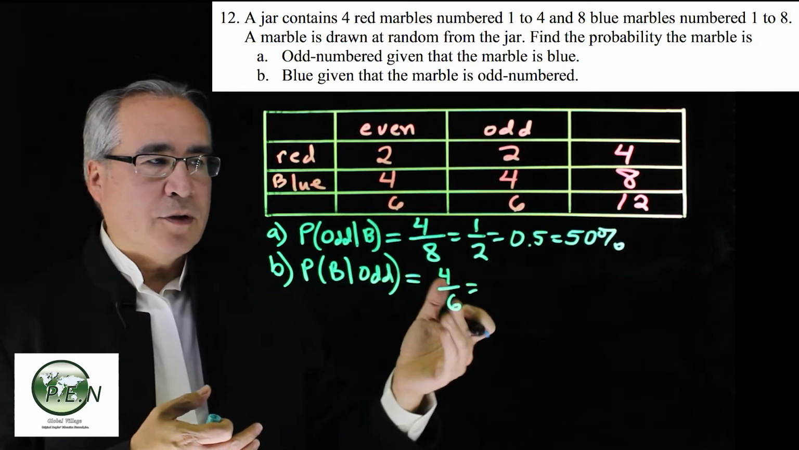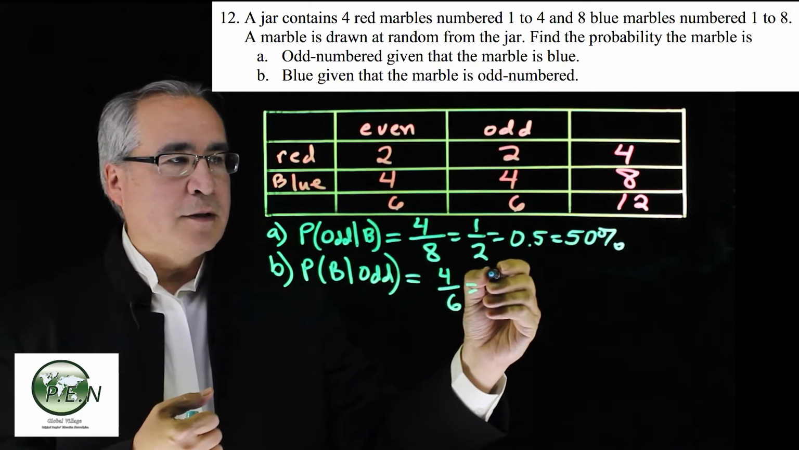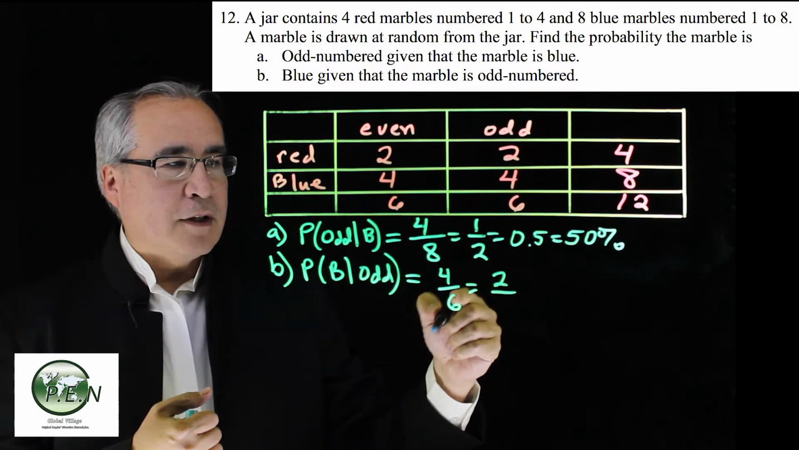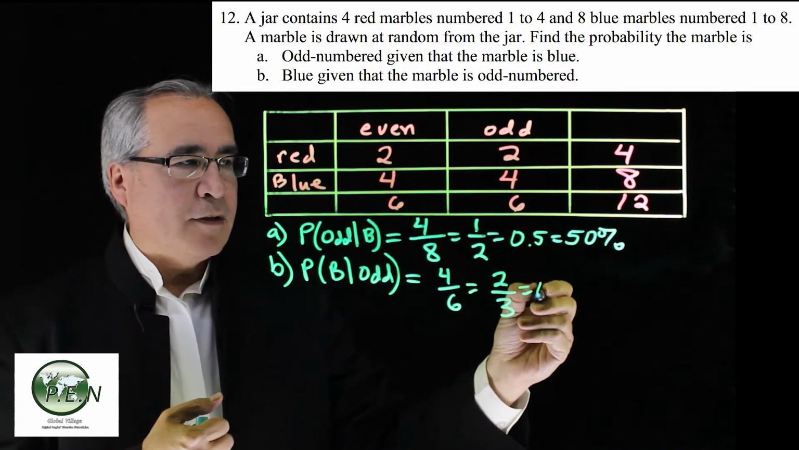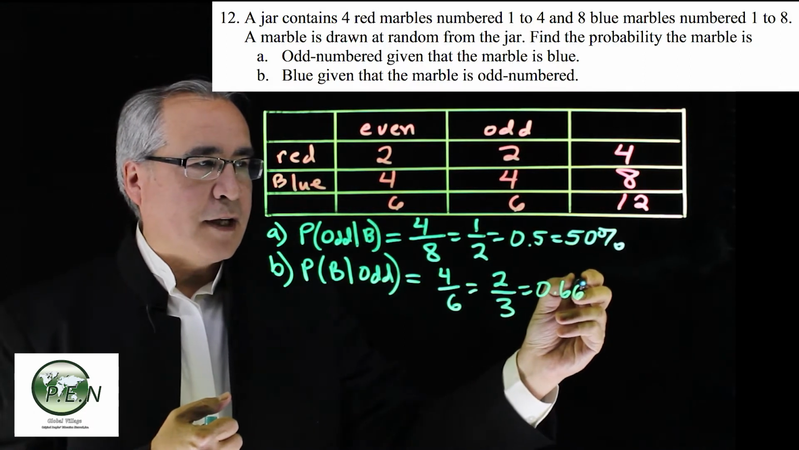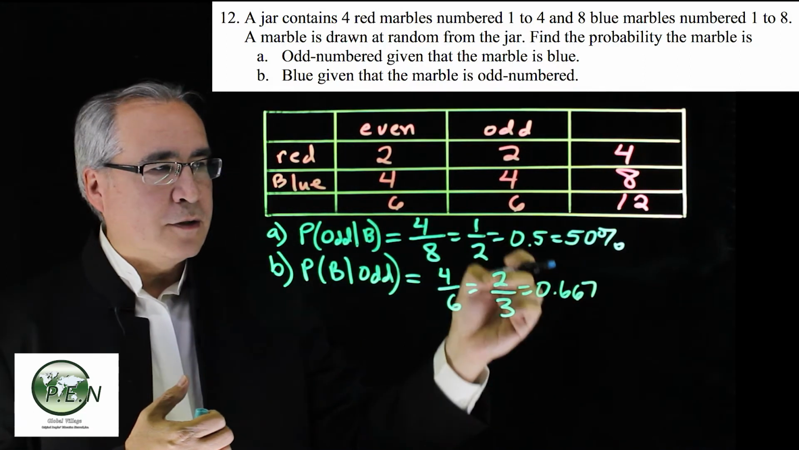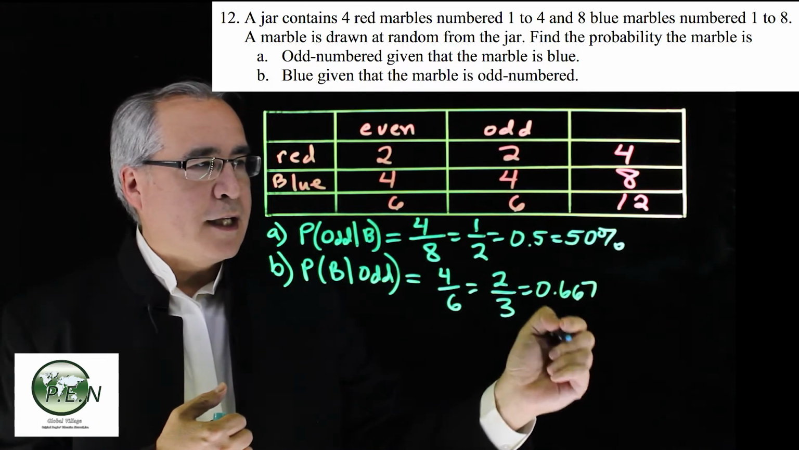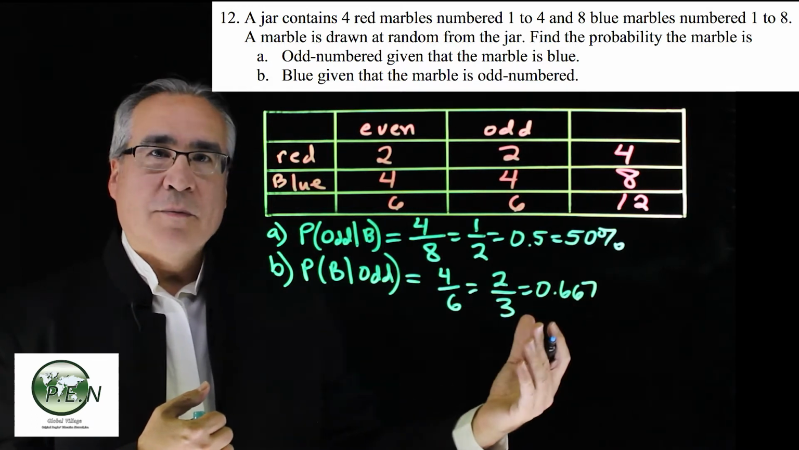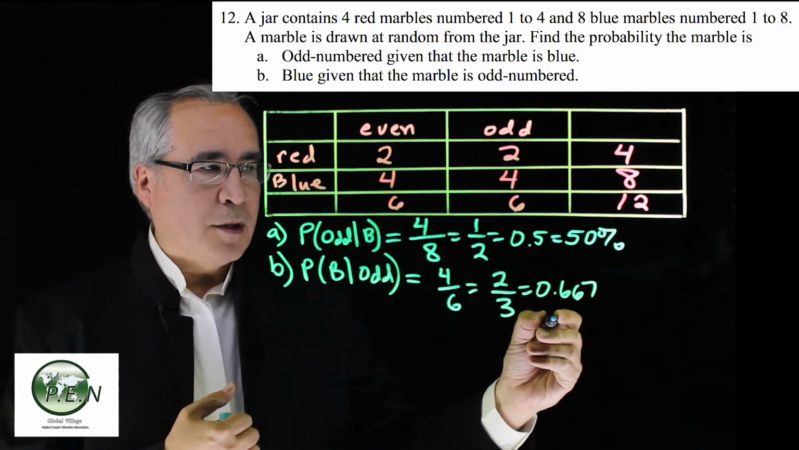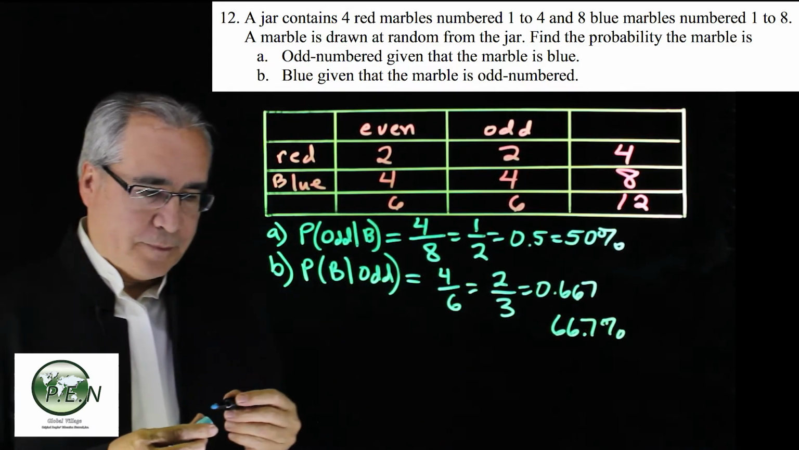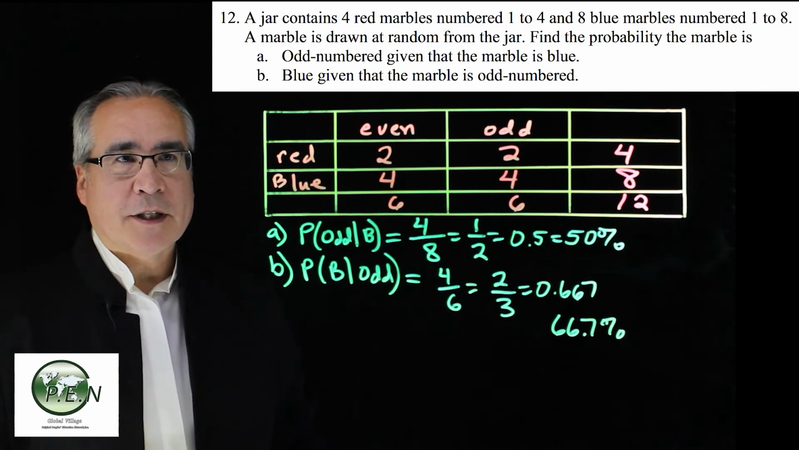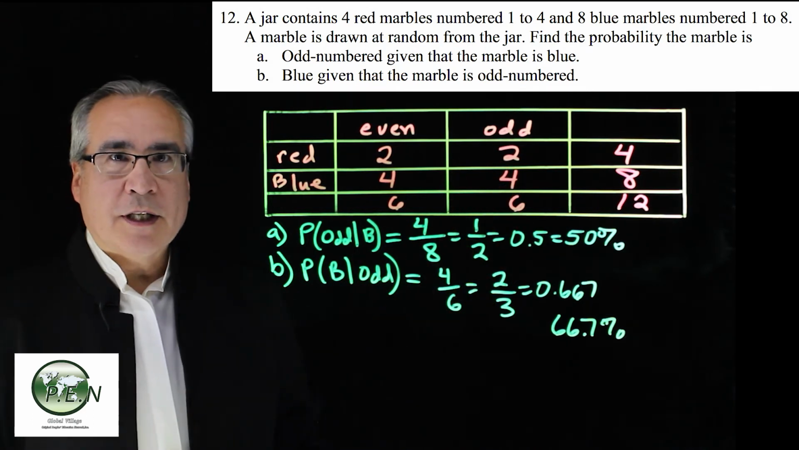Let's reduce it because 2 goes into both of these. 4 divided by 2 is 2. 6 divided by 2 is 3. 2/3 as a decimal is 0.667. Just plug it into your calculator, 2 divided by 3. And turning that into a percentage, multiply by 100, moves the decimal over 2 places, 66.7%. That's conditional probability with the table approach.